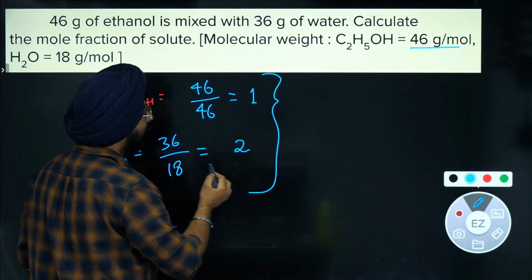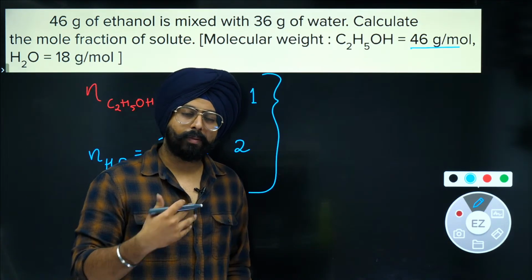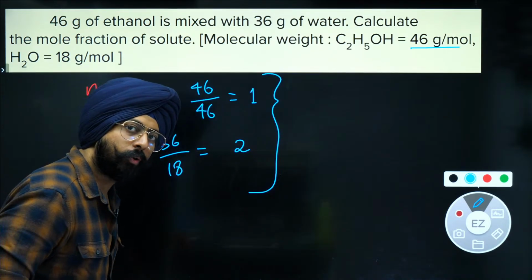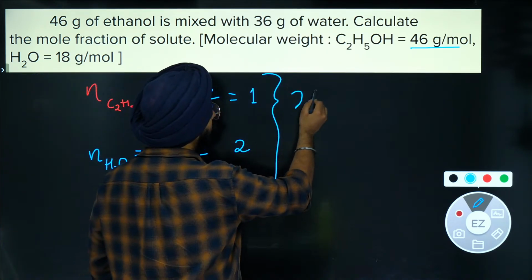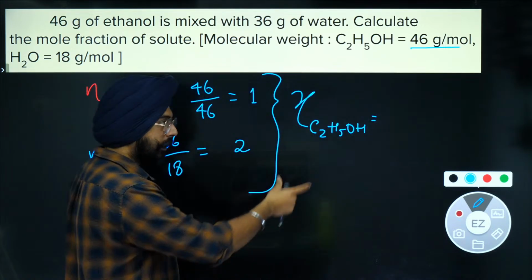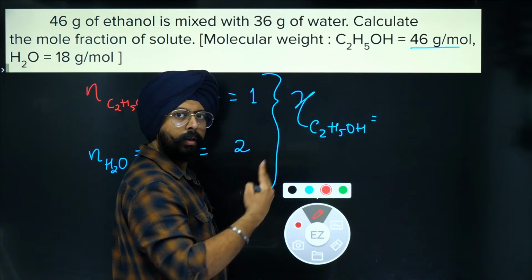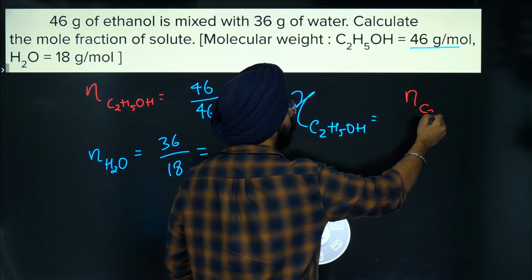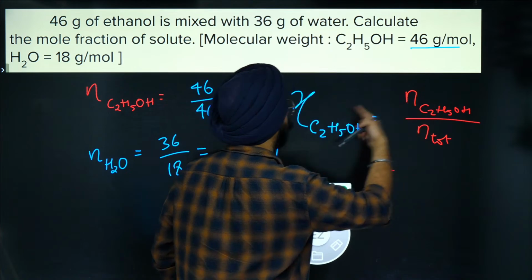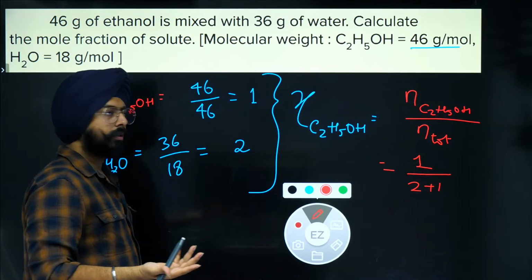Now, for convenience, and most of the time water is the solvent, let's calculate the mole fraction of the solute. Solute is ethanol. So the mole fraction for C2H5OH, which is ethanol, is equal to, this is the chemical formula for ethanol, all right? So what will this be equal to? This will be equal to moles of ethanol divided by total number of moles. So this is equal to 1 upon 2 plus 1.